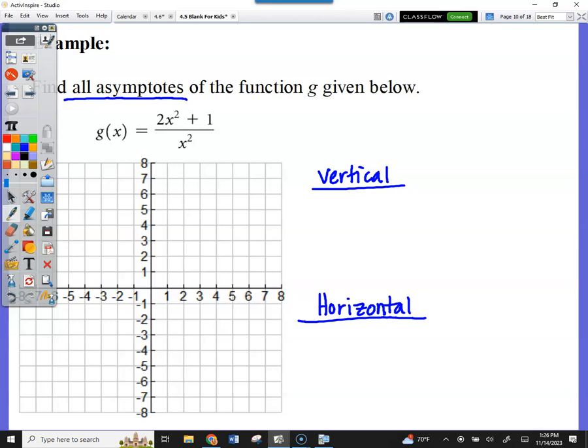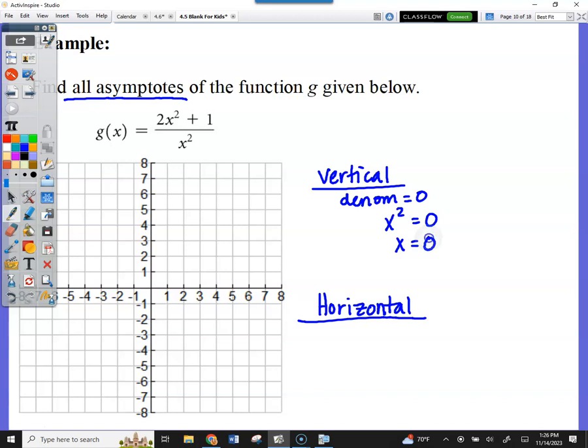Should be done with the vertical, right? Verticals. Yeah. Vertical's just the denominator. So set the denom equal to 0 and solve: x squared equals 0. Square root that, you get 0.